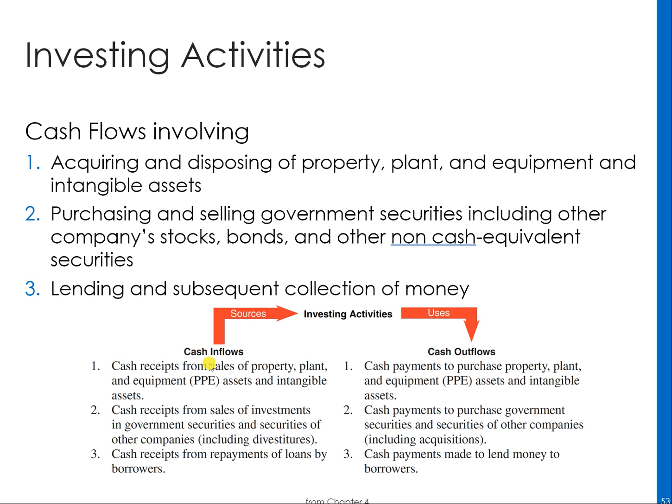So cash inflows, right? We sell PPE assets, sell investments, and collect loans from borrowers. And the same thing for cash outflows: when we purchase PPE, right? Purchase investments, and when we lend money to borrowers. The purpose is to invest.